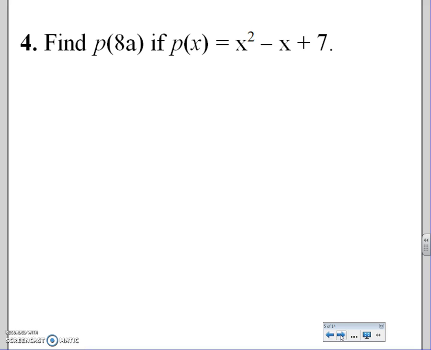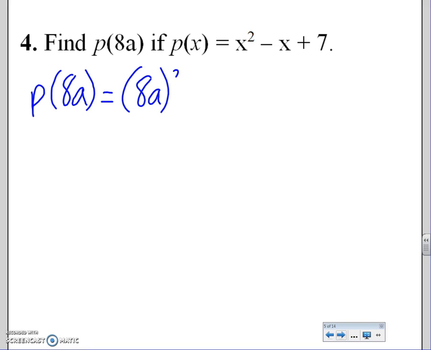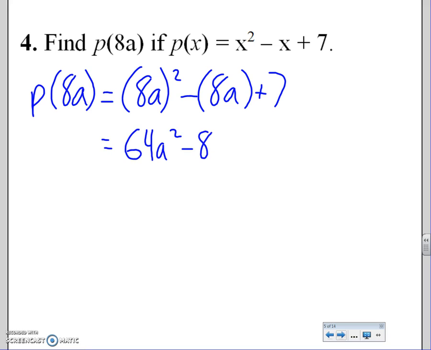Find p of 8a. If that's the equation, well, same idea as last problem. So wherever x is, put 8a there. So 8a in parentheses squared minus 8a plus 7. Well, 8a squared is 64a squared minus 8a, because there's nothing to do with that parentheses, and then plus 7. So that's it. Just keep plugging. Do not mess up on the exponents. Take the exponents first.